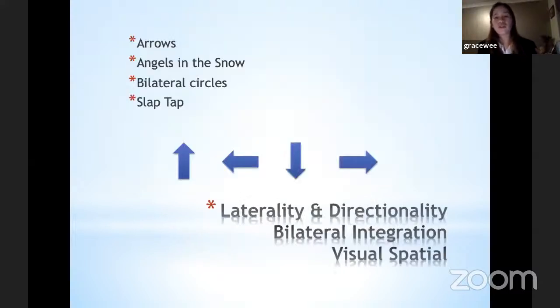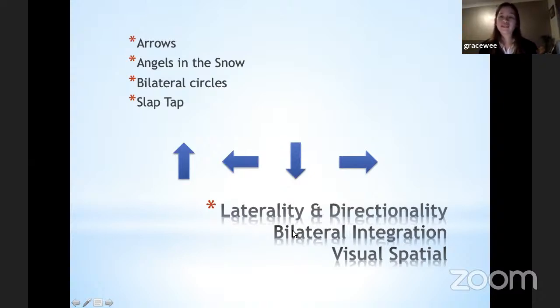Okay, so I've lumped the title laterality and directionality, bilateral integration, as well as the visual spatial skills together. And there's a lot of overlap with body awareness and control, okay? Especially with the games, okay? So the games that we give are very versatile, because they address a lot of the skills that they may be falling below age equivalent.